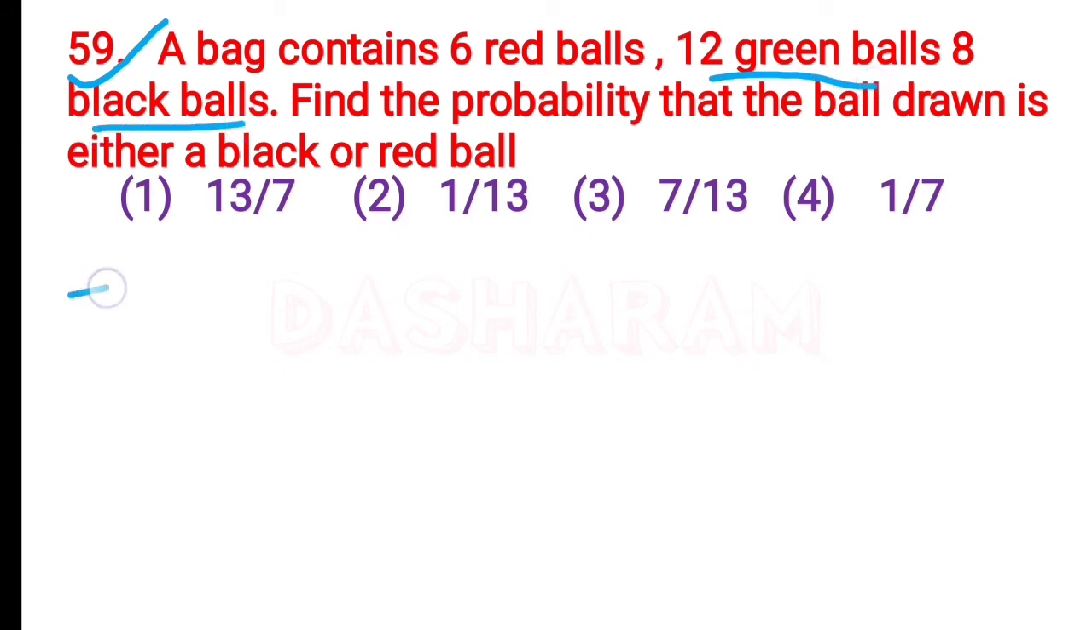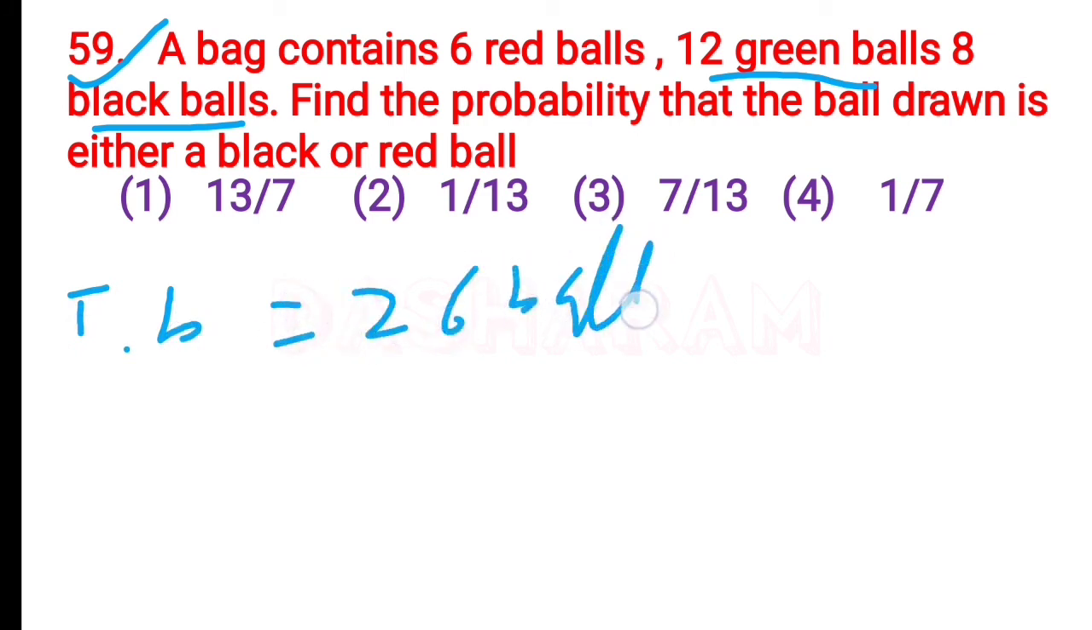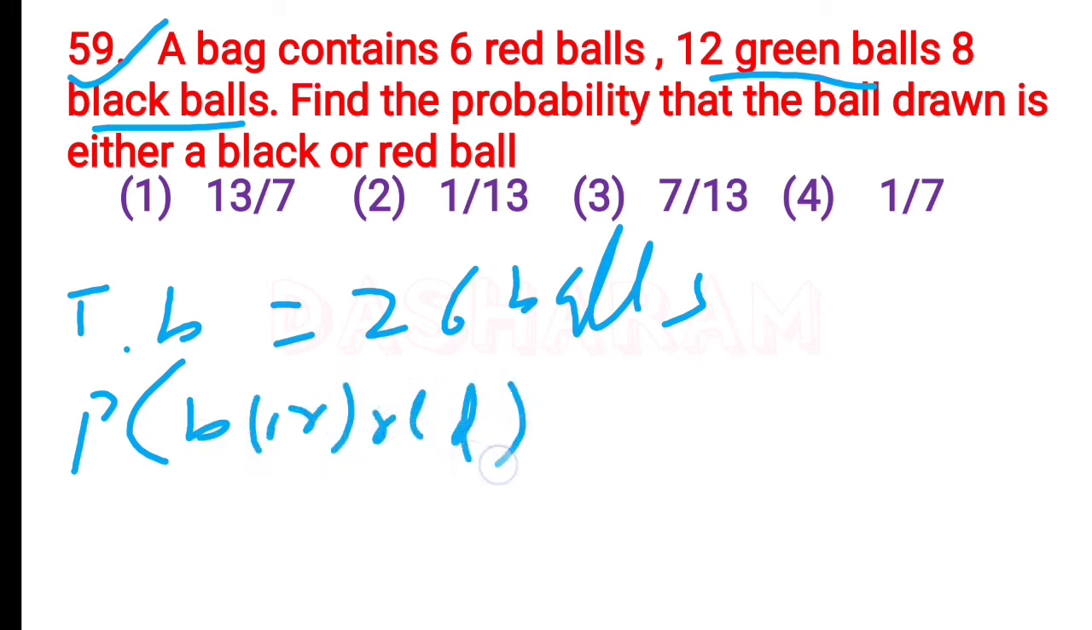Next, 59th: a bag contains 6 red balls, 12 green balls, 8 black balls. So total how many balls? 6 plus 12 is 18, 18 plus 8 is 26 balls. Find the probability that the ball drawn is either a black or red ball. Either a black or red ball means we can select either a black ball or a red ball. So black and red both are favorable for this event.